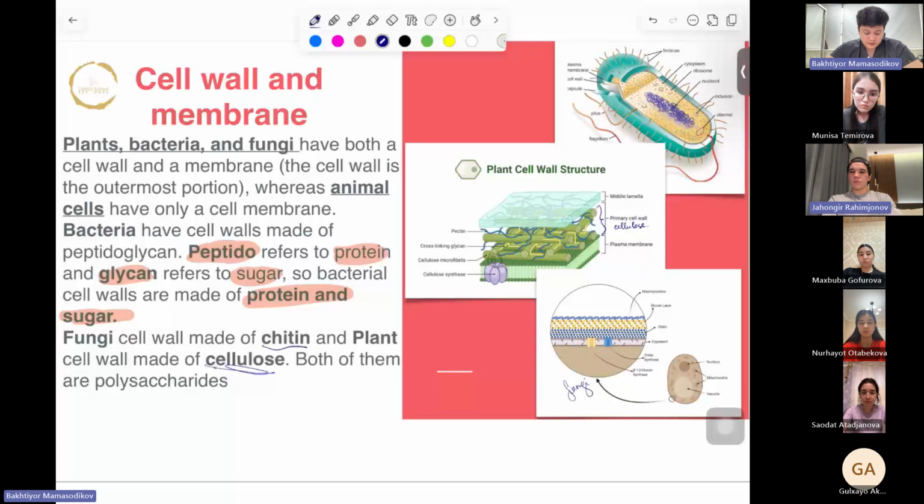Both chitin and cellulose are polysaccharides. What do you understand by polysaccharides? Mahbuba? I warned you that you will have a lot of questions. I don't know, honestly. Polysaccharide is a carbohydrate which has a long chain of carbohydrates, okay? We will learn during the biomolecules. So you have to know here how to differentiate the cell wall and the cell membrane from each other.